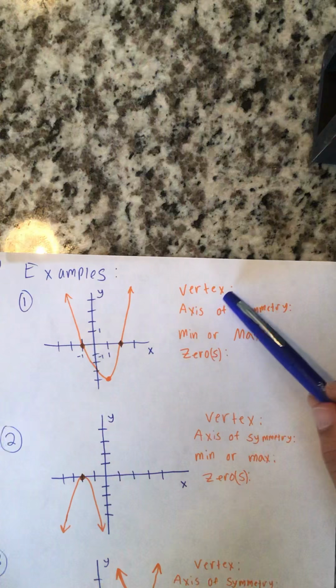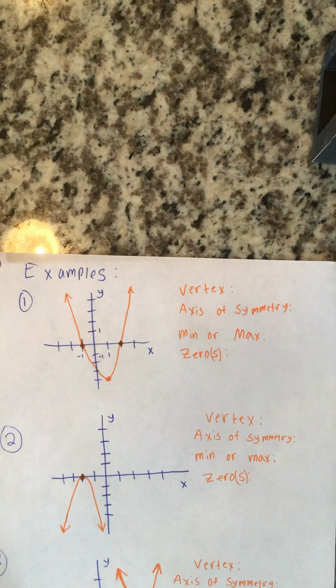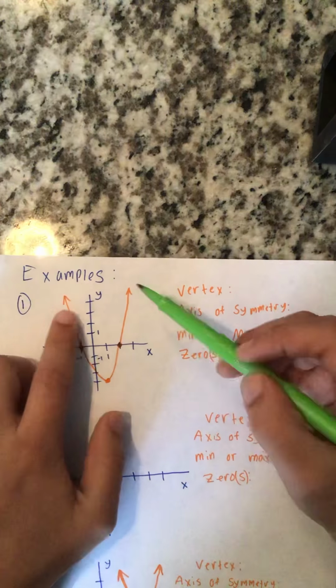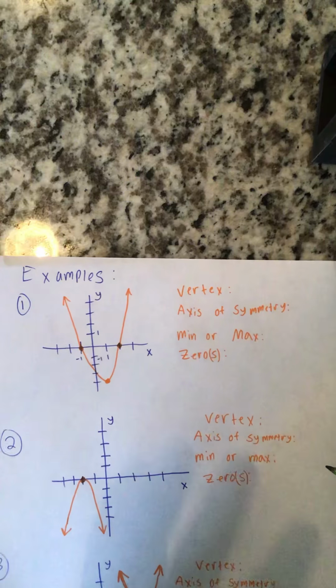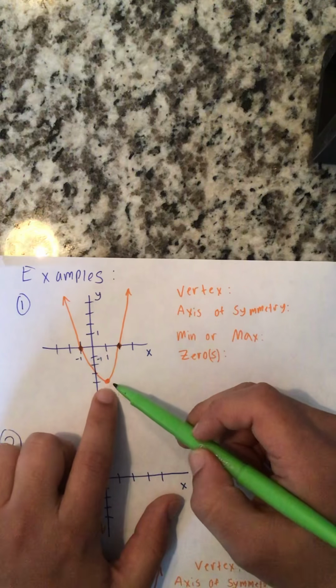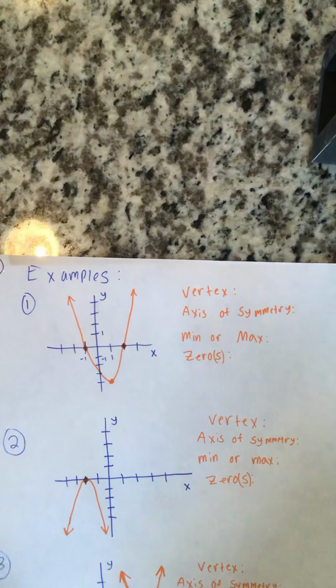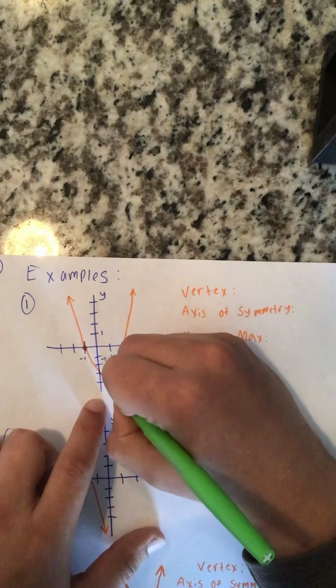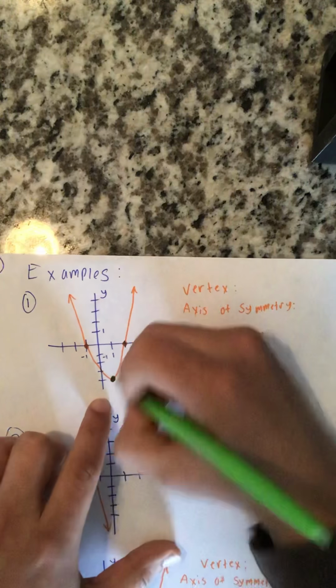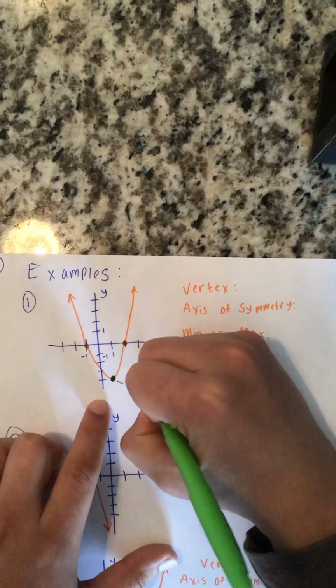So the vertex, remember, is either the highest or the lowest point in the graph, okay? So just looking at this quadratic, you can tell it doesn't really have a highest point, because see, it has these arrows that go up and up and up, right? But it opens up, so that means there's a lowest point, okay? So the vertex is this point down here. So we can draw a little arrow, that's the vertex, okay?